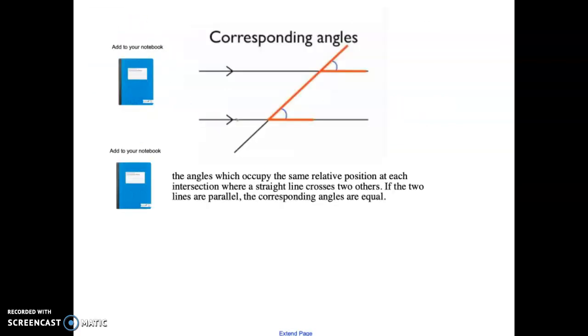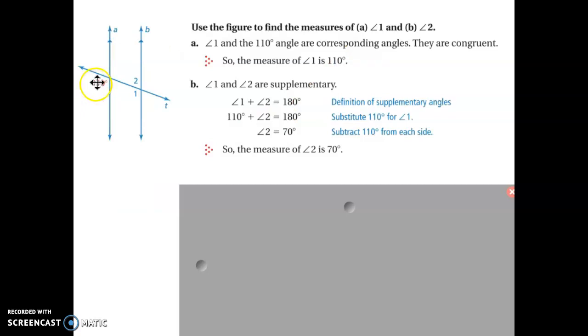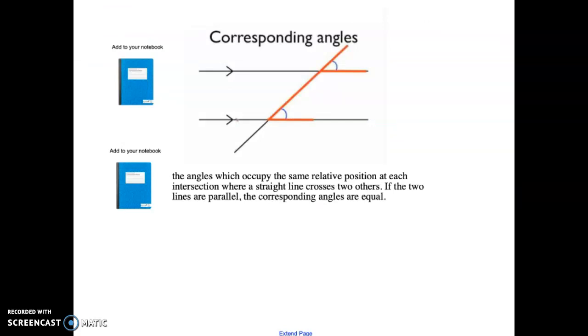So here's corresponding angles. They are the angles which occupy the same relative position at each intersection where a straight line crosses two others. If two lines are parallel, the corresponding angles are equal. So here we have this angle corresponding to that angle. If we go back, that's the same thing as this. The 110 was corresponding to that angle 1, and so it's also 110. Okay, so pause that, and make sure you get corresponding angles, the picture, and that definition written down.